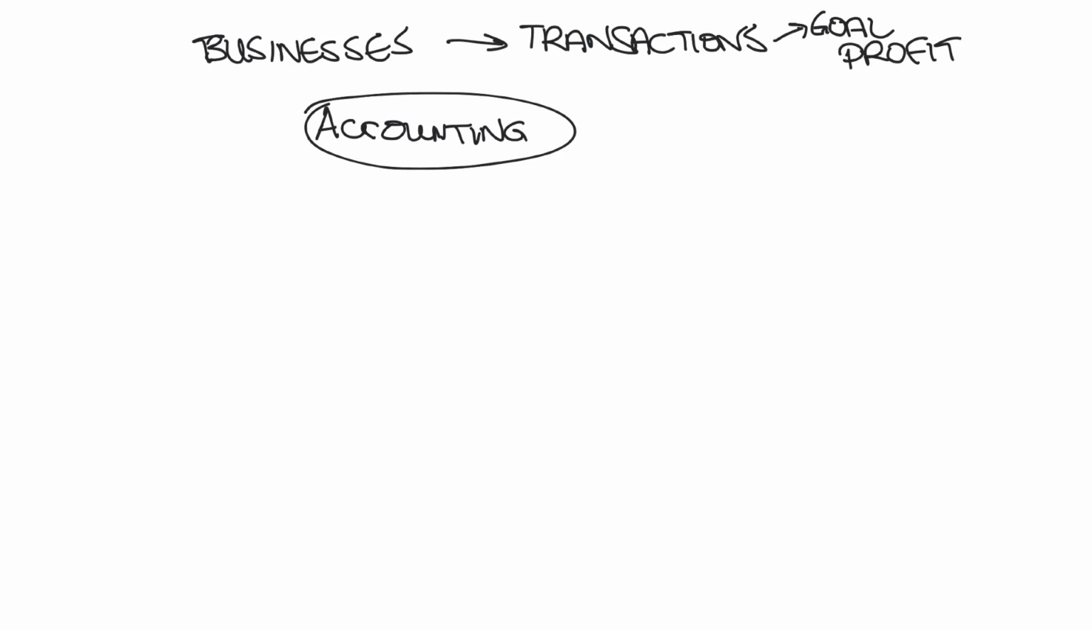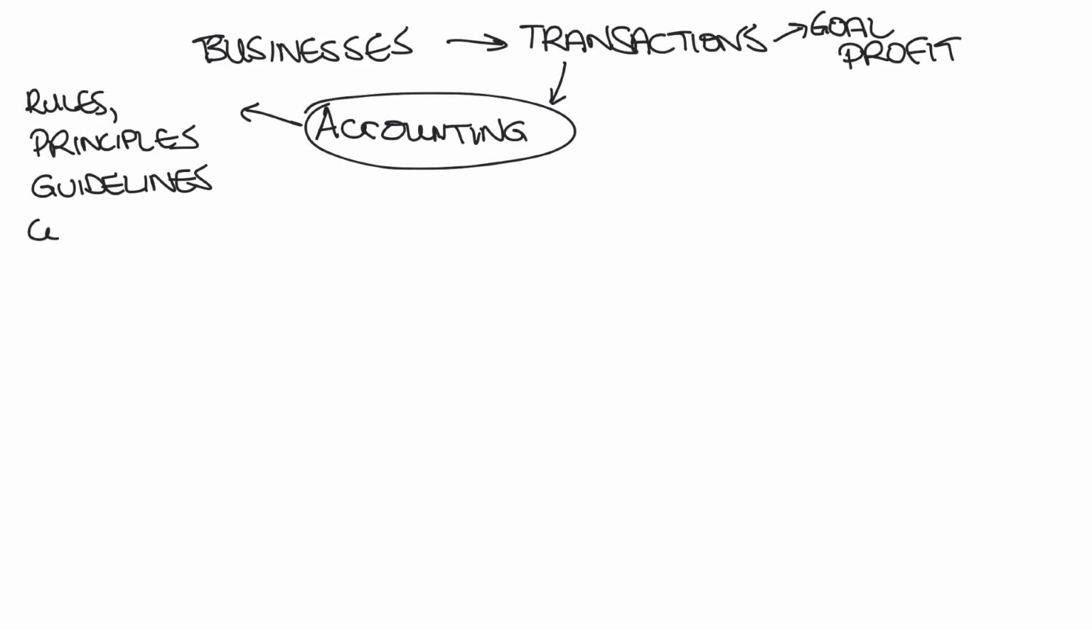Now, how they record all of these transactions is one of the important facets of accounting. Accounting obviously has a whole lot of rules, principles, and guidelines. I know that we've been learning about those different rules like materiality and the matching principle and the entity concept. And we've been learning all of those because those frame how we're actually going to do the recording of all of these transactions.